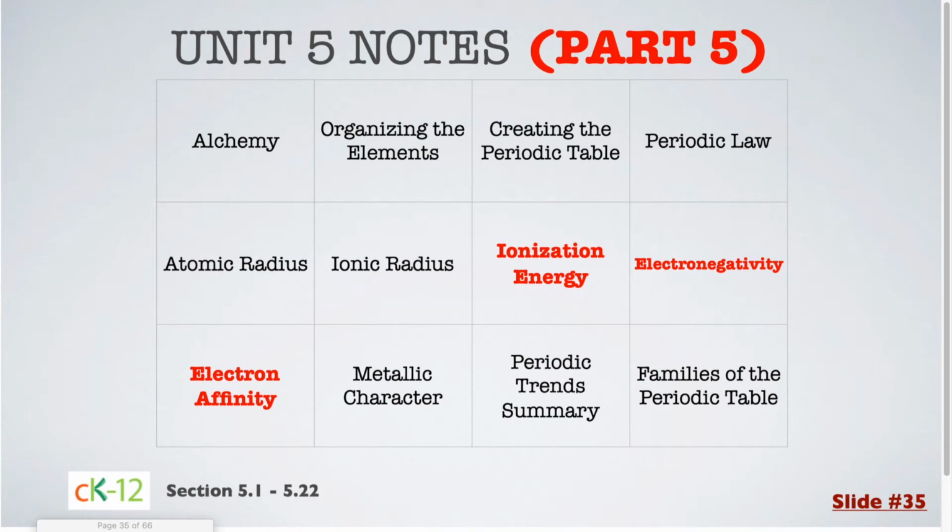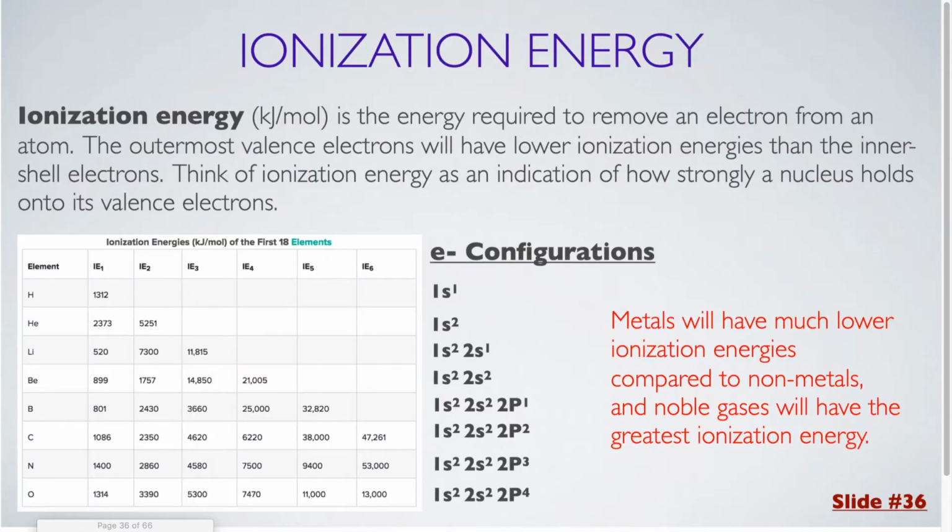In Part 5 of the Unit 5 notes, we will be covering ionization energy, electronegativity, and electron affinity. Ionization energy, with the unit of kilojoules per mole, is the energy required to remove an electron from an atom. The outermost valence electrons will have lower ionization energies than the inner shell electrons. Think of ionization energy as an indication of how strongly a nucleus holds onto its valence electrons.